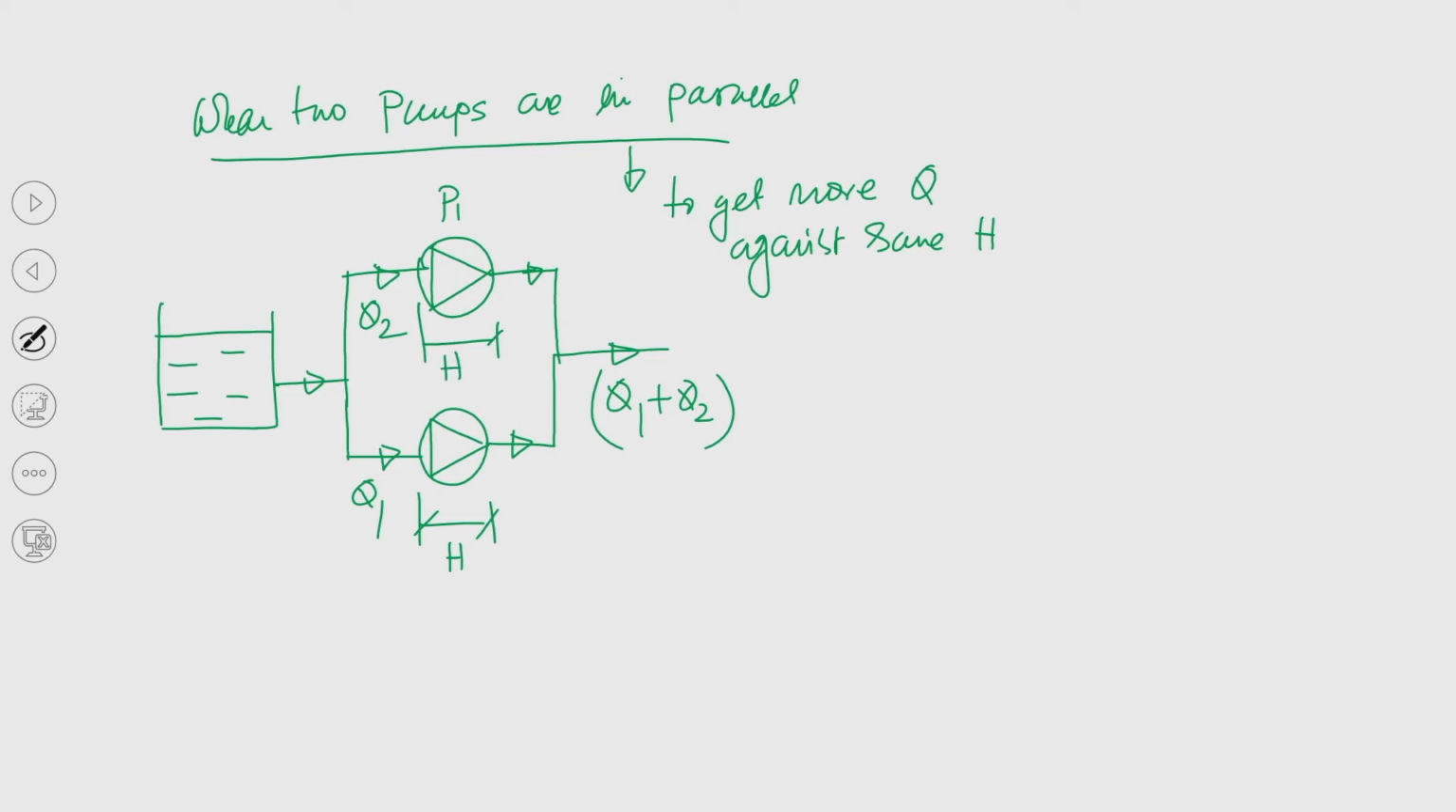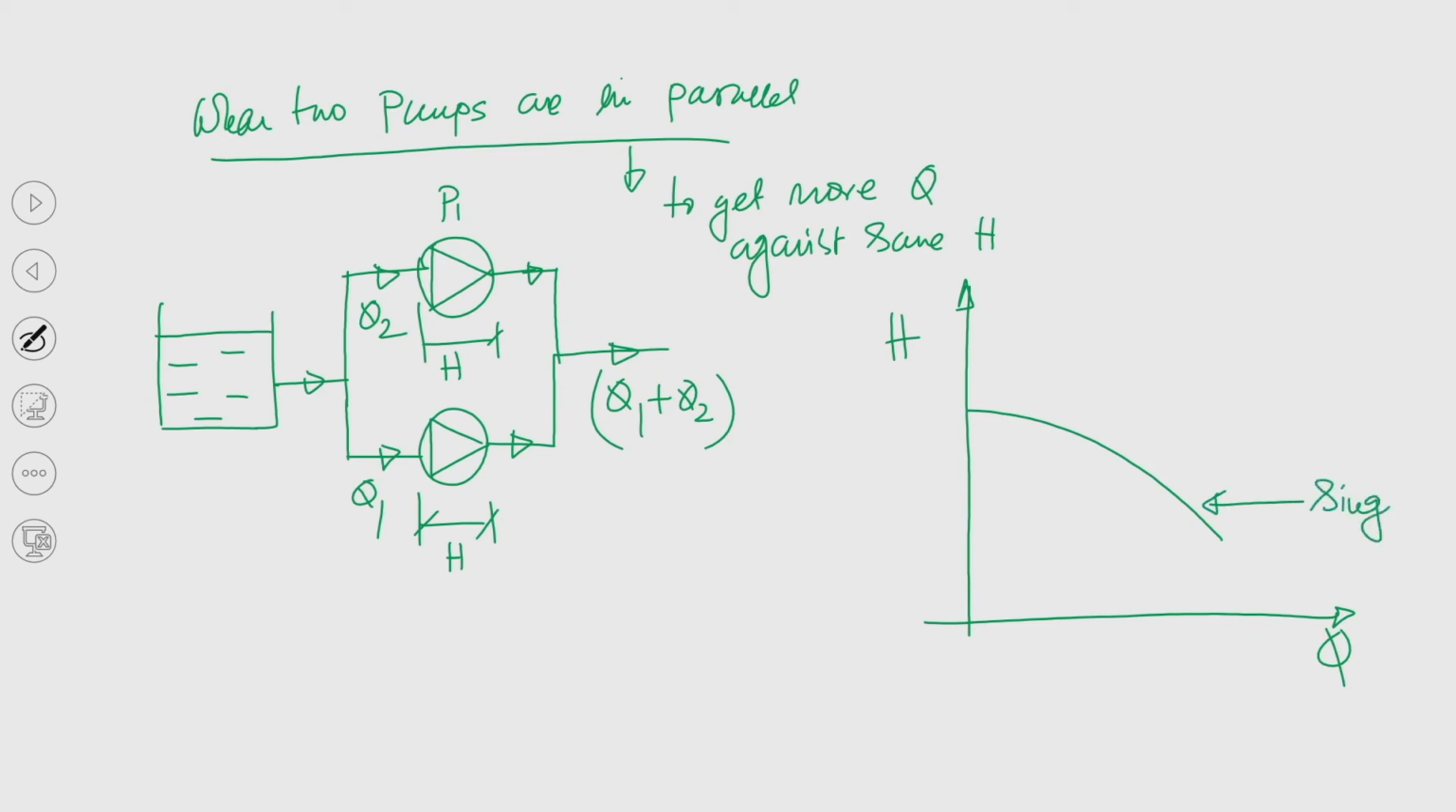So, now if we try to draw the HQ characteristics of the combined pumps, or say first if we try to draw the HQ characteristics of the single pump. So, this is the HQ characteristics of the single pump, and this is the system resistance curve. And this is the operating point.